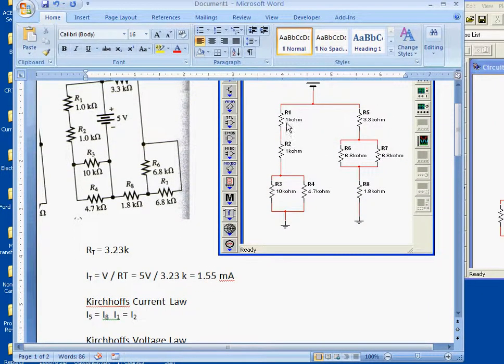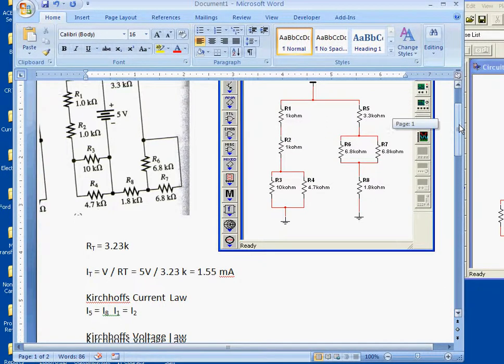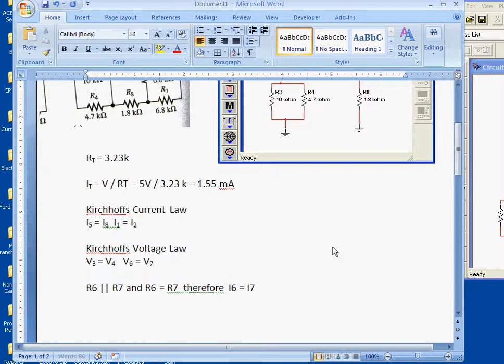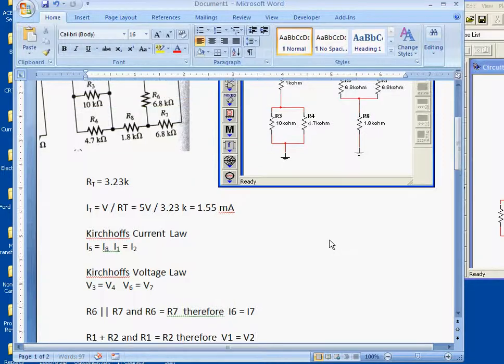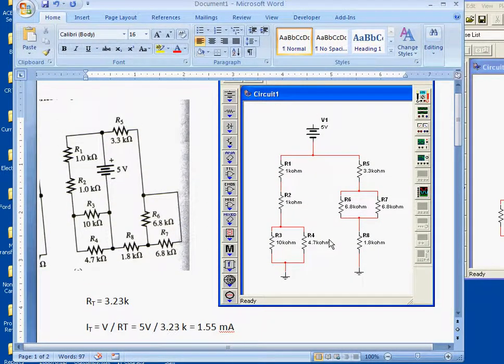What else can we observe here? These two are in parallel, and so we can say that the resistance here and resistance here is going to be equal. So resistance through 1 is in series with resistance through 2, and resistor 1 value equals resistor 2 value. Therefore, voltage is going to be the same.